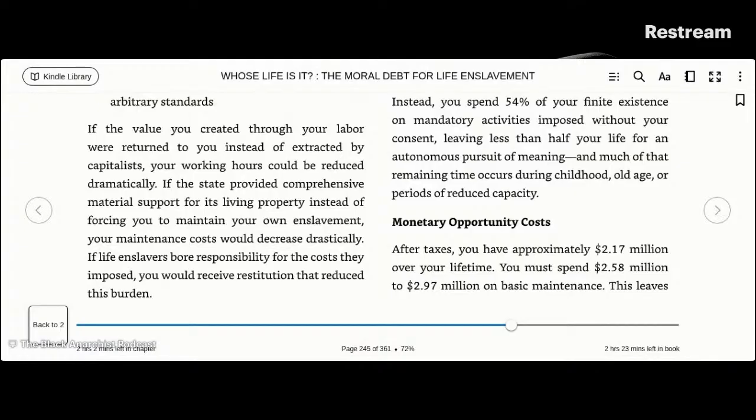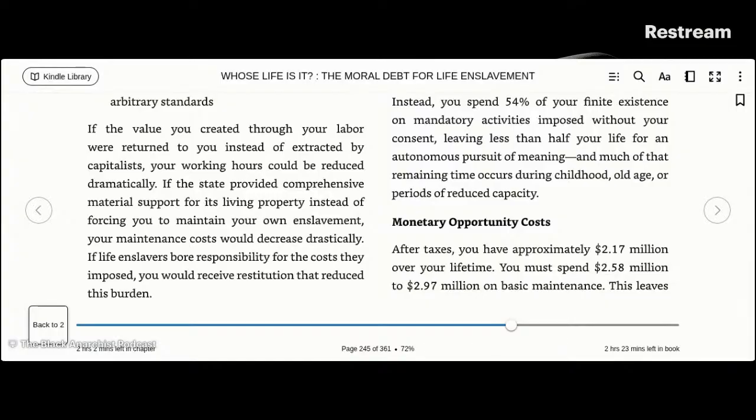If the value you created through your labor were returned to you instead of extracted by capitalists, your working hours could be reduced dramatically. If the state provided comprehensive material support for its living property instead of forcing you to maintain your own enslavement, your maintenance costs would decrease drastically. If life enslavers bore responsibility for the costs they impose, you would receive restitution that reduced this burden. Instead, you spend 54% of your finite existence on mandatory activities imposed without your consent, leaving less than half of your life for an autonomous pursuit of meaning, and much of that remaining time occurs during childhood, old age, or periods of reduced capacity.